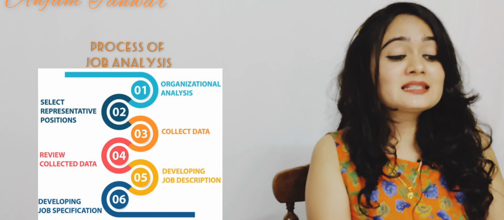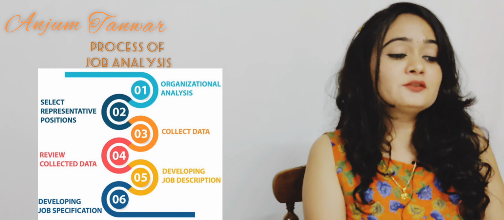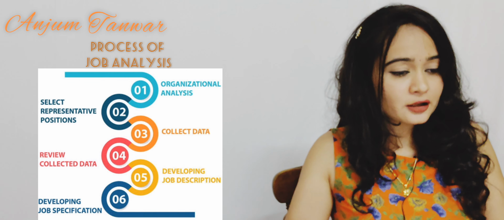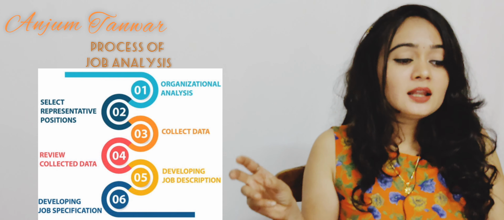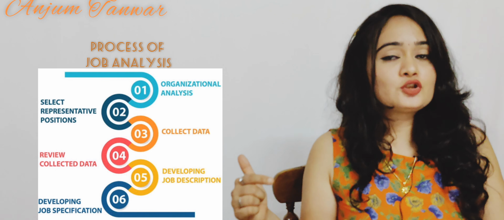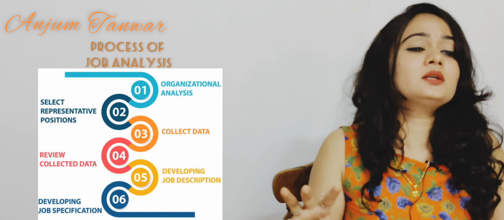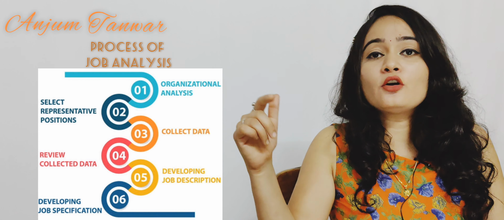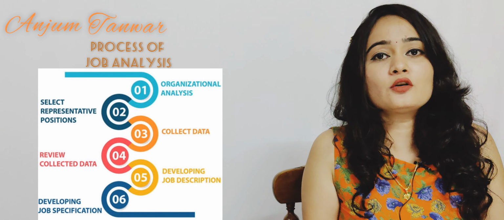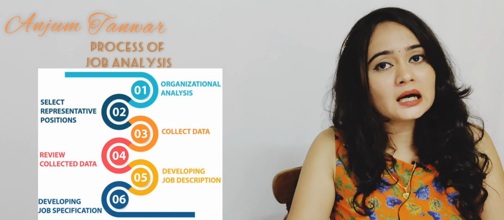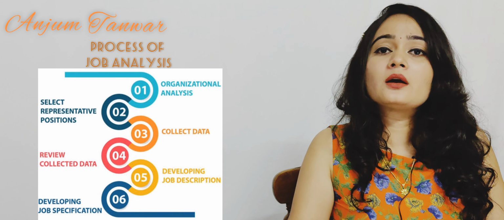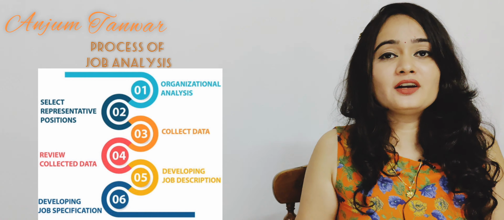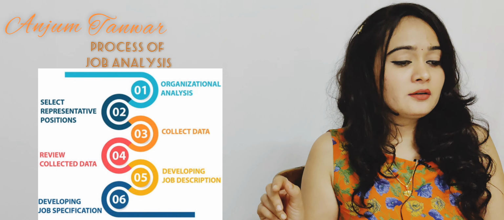Let's do now the process of job analysis. The process of job analysis is first organizational job analysis, second selection of representative jobs, third data collection, next is job description, then job specification. So first you will analyze what kind of jobs are required in the organization to fulfill the objective of the organization. What kind of work has to be done in the organization to fulfill the requirements or the objective of the organization? So we will first identify various works, various jobs that have to be done in the organization.